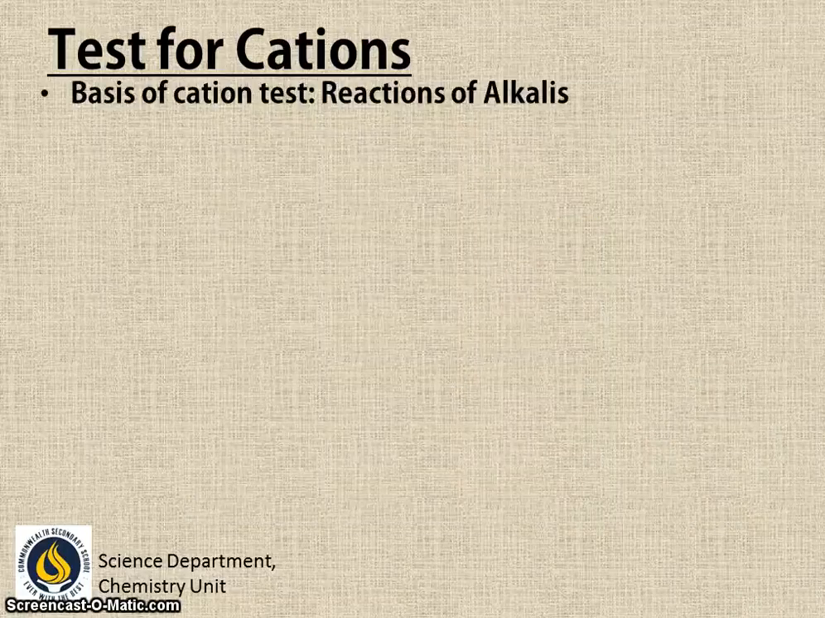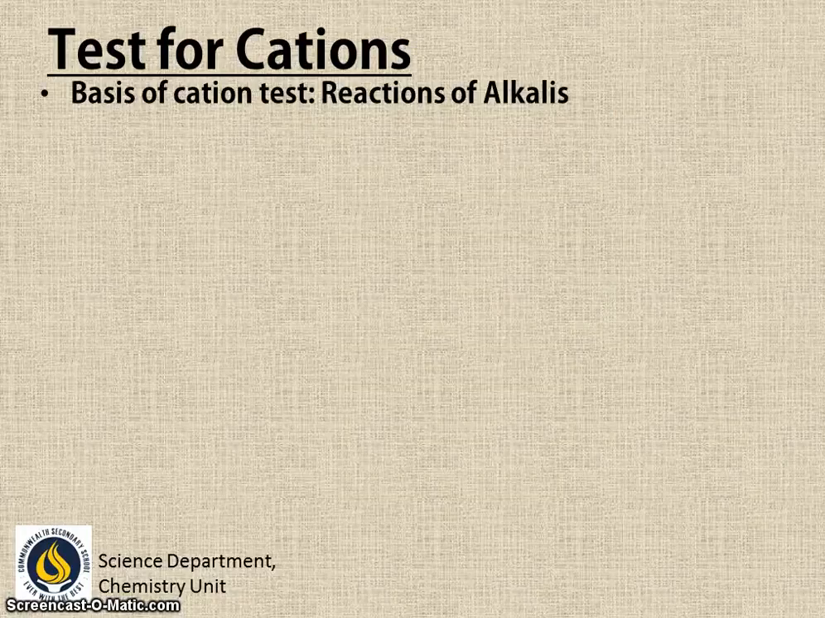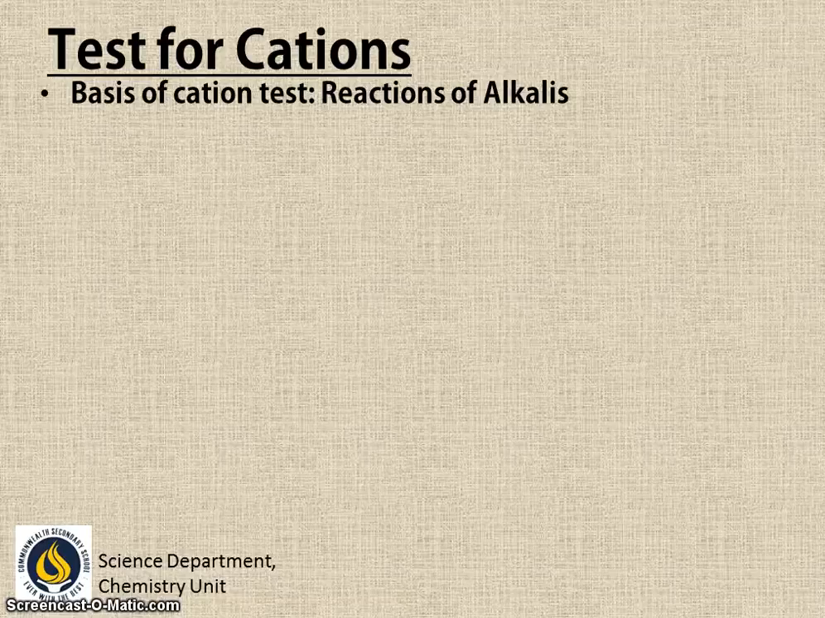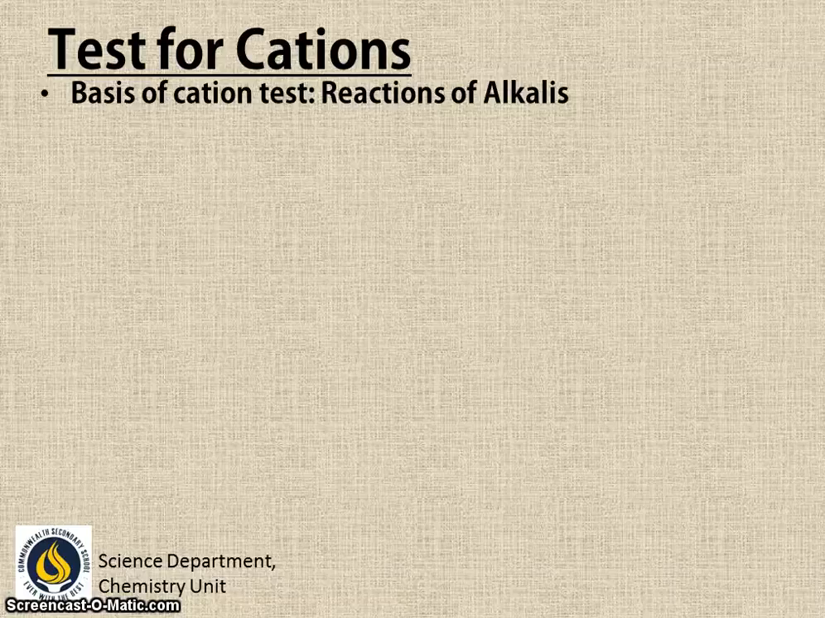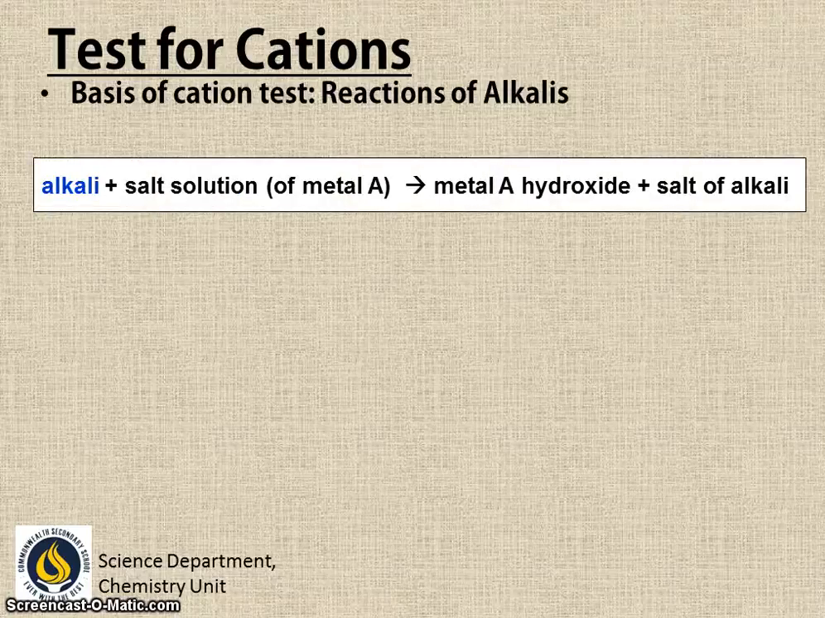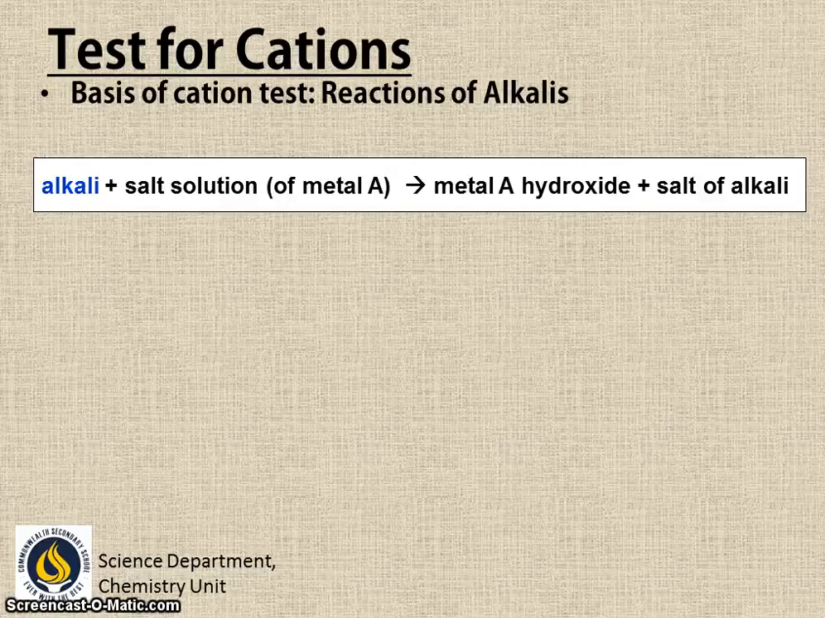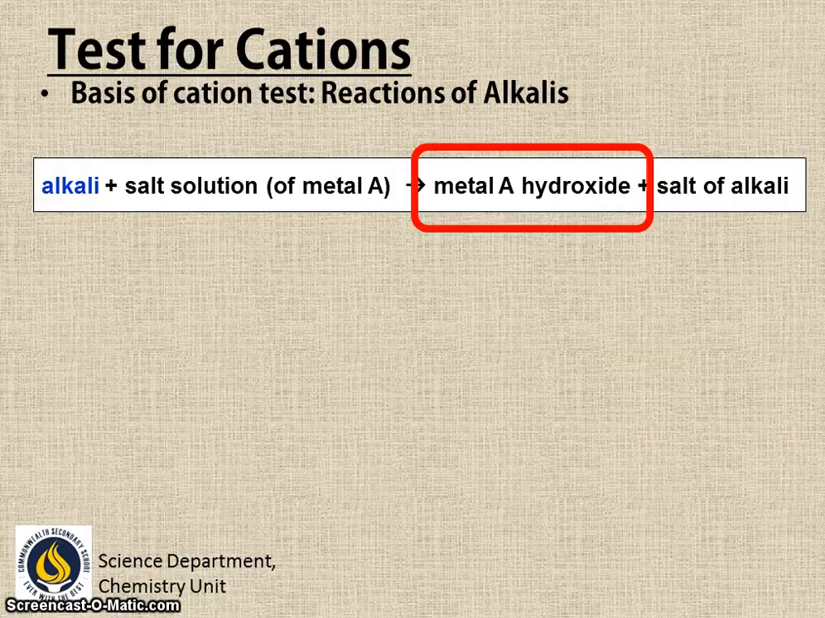The basis of cation test is really from the reaction of alkalis. Details of these reactions can be found in your acid-bases notes. Other than the usual neutralization reaction of acid and alkali, alkalis also react with salt solutions to form metal hydroxide and another salt. The metal hydroxide that is formed comes from the metal cation found in the initial salt solution.